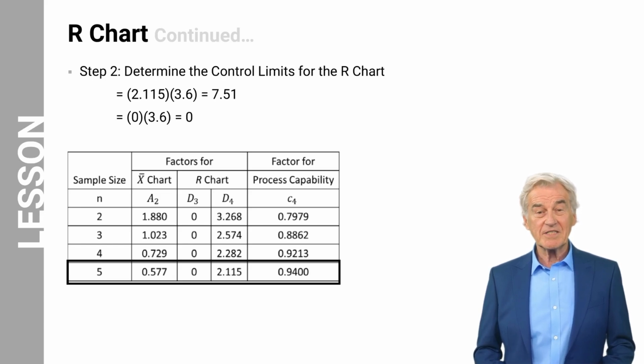D3 and D4 are control chart constants that depend on the subgroup size. They are used to calculate control limits and estimate the process standard deviation.